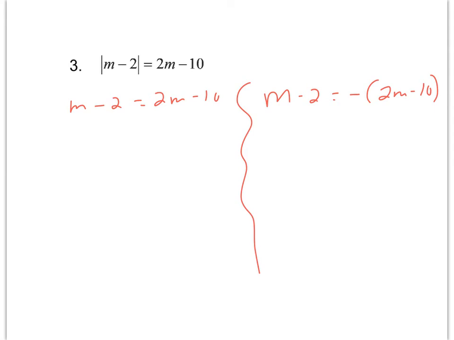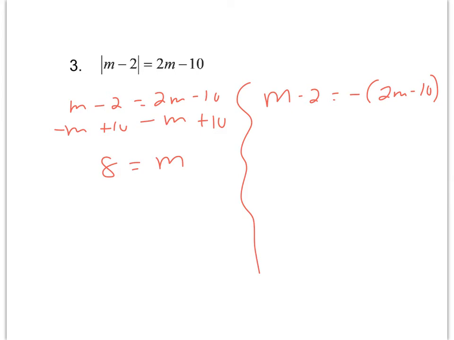Okay, so we're going to distribute that negative on the left-hand side. Well, let's solve for m on the first side. So I'm going to subtract m on both sides, and then I'm going to do it in one step, plus 10, plus 10. So now I'm going to have 8 is equal to m. So m is equal to 8.